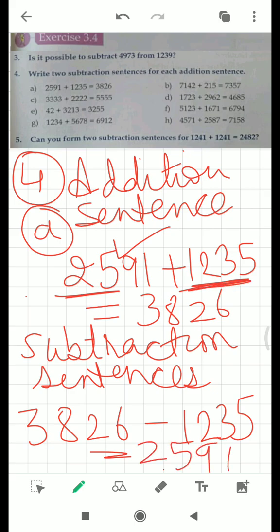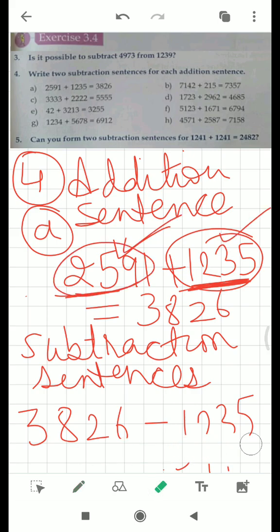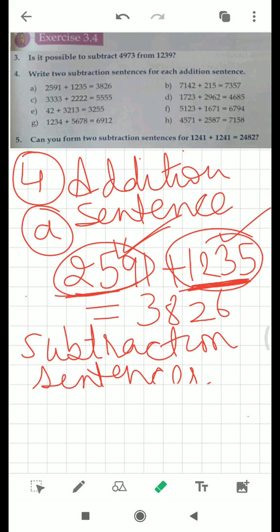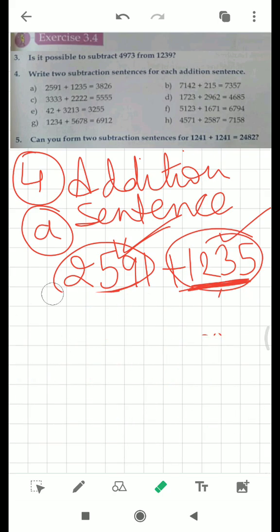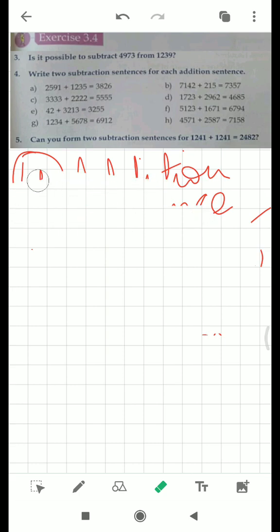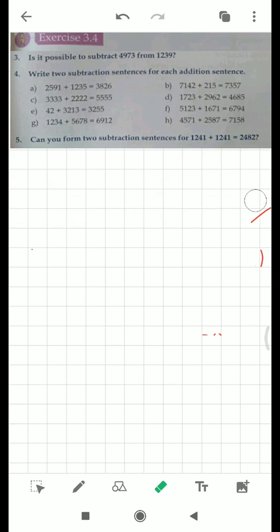2591। एक बार ये माइनस कर देंगे, एक बार इसको माइनस कर देंगे तो ये आंसर आ जाएगा। आई होप क्लियर। Every time first you have to write the addition sentence, then corresponding to that addition sentence we have to write two subtraction sentences. And remember, if your addition consists of two addends, then you can only write two subtraction sentences.